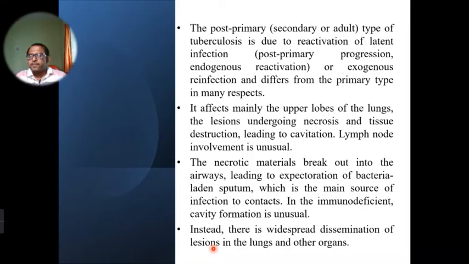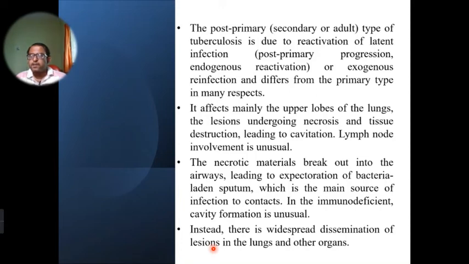And these necrotic materials, whatever the tissue destruction that occurs in these lungs, that necrotic material breaks out into the airway, leading to the expectoration of bacteria-laden sputum. Now, you have seen that in TB patients there is coughing in a tremendous amount.